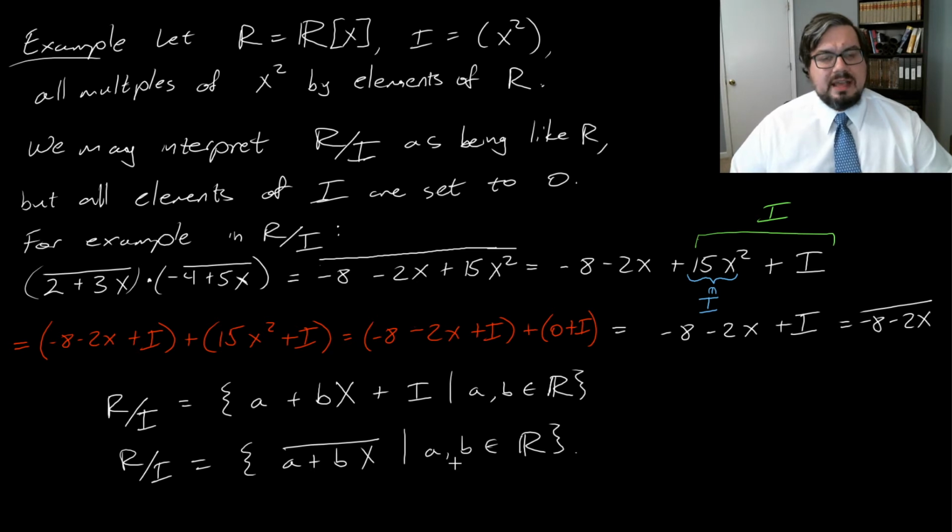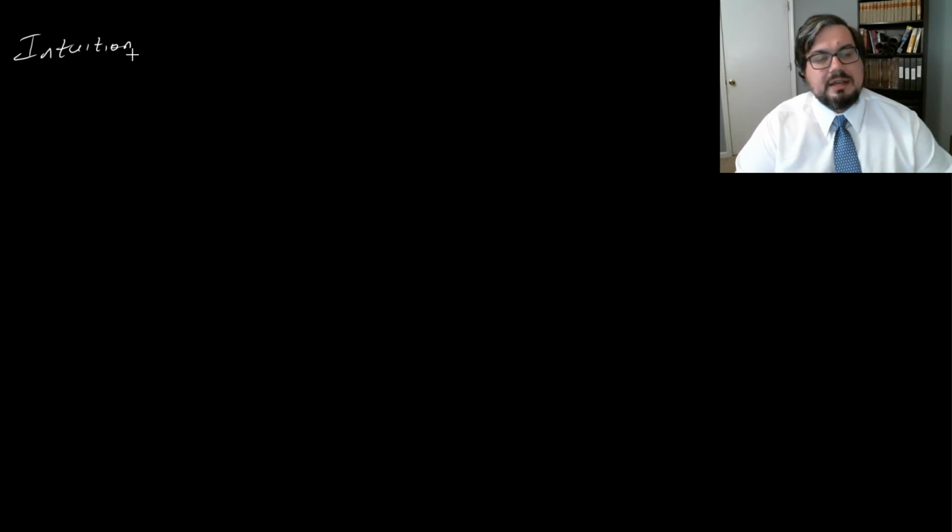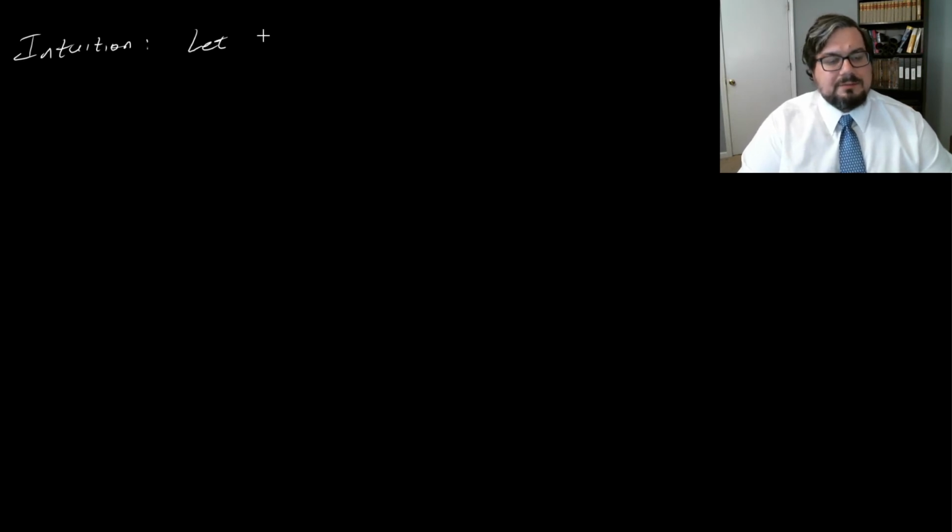All right, let's do another example with this. But before we do that, let's think some more about what's going on here. So the intuition that we use, especially when we're working with a principal ideal like this one, is the following. Let R be a ring, A an element of R, and let's let I be the ideal generated by A.